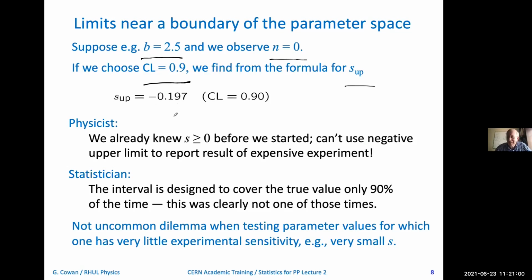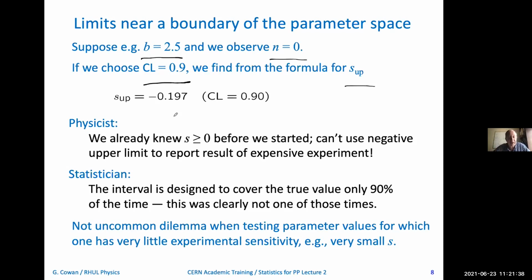Now that's a little bit crazy. What does that say? That's supposed to be an upper limit. But maybe if this S represents a cross-section for a signal process, you know it has to be greater than or equal to 0 even before you did the experiment. And so it would seem a little bit silly to publish a negative upper limit as the result of your expensive experiment. You knew that it was non-negative even before you spent a dime on the experiment. But so the physicist is obviously unhappy with this procedure and goes and complains to the statistician and says, what's with this crazy procedure?